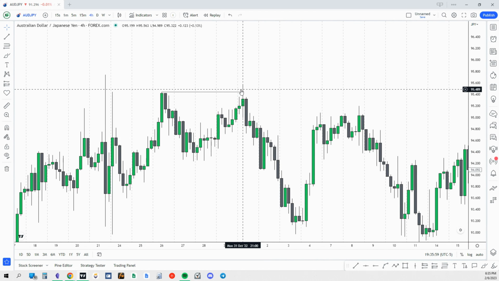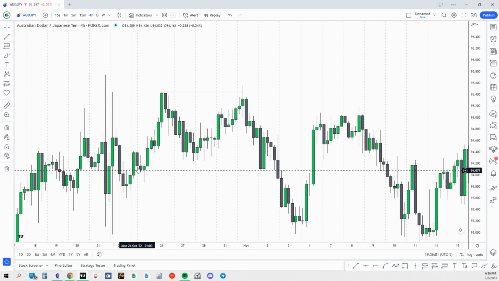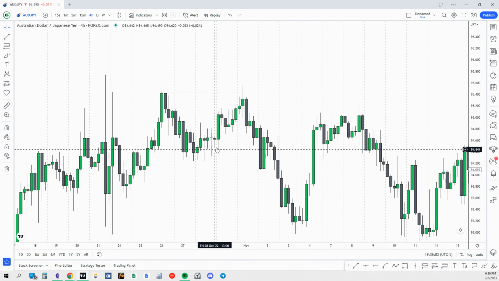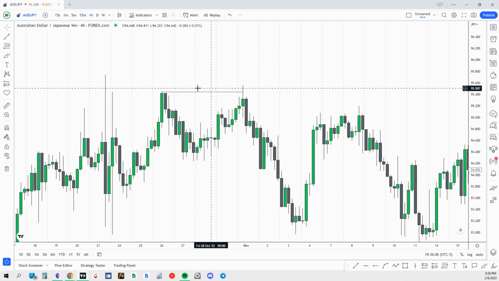The candle did not actually close above this high. We have a rally here that caused a high, and then a pullback, and then a rally again that attempted to break this high.